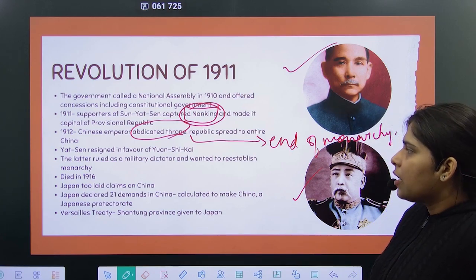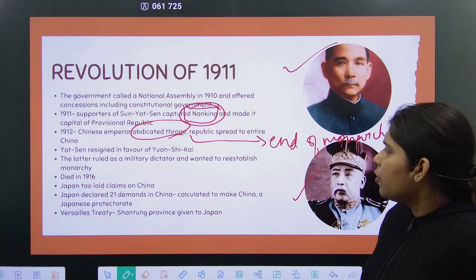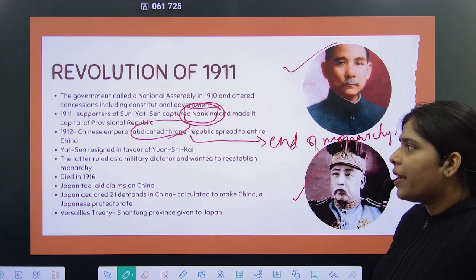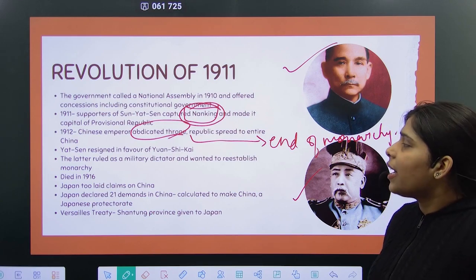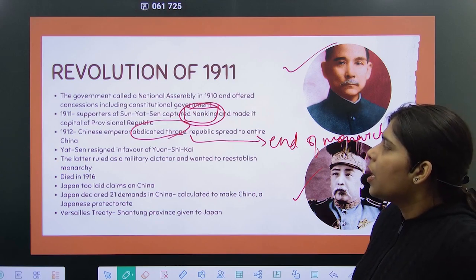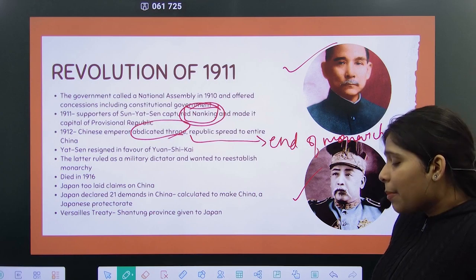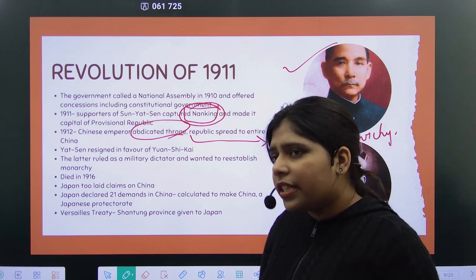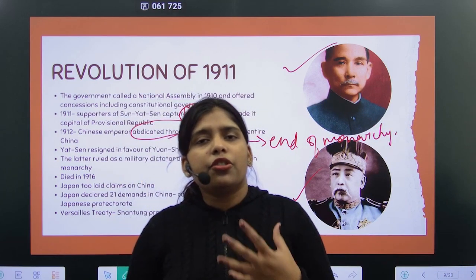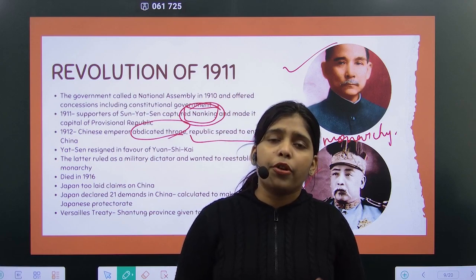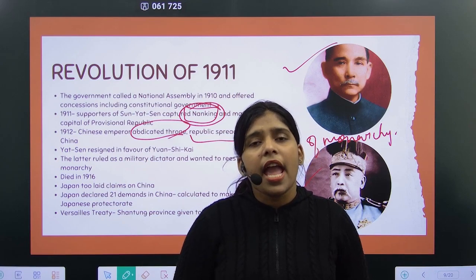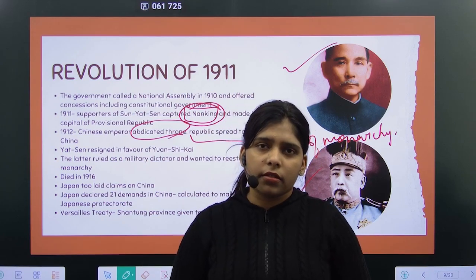Later on, Sun Yat-sen said that Yuan Shikai could be a better ruler. So Sun Yat-sen resigned from his position as the leader of the republic, and Yuan Shikai became the leader. But Yuan Shikai was yet another military dictator whose ideology was to take foreign help, to include foreigners in the country, and to restore monarchy.